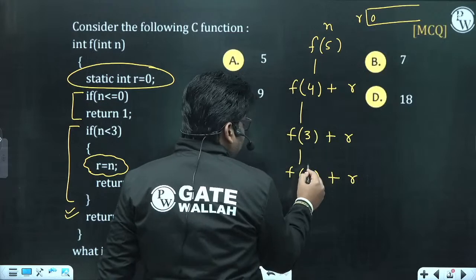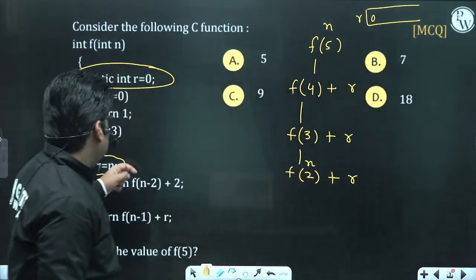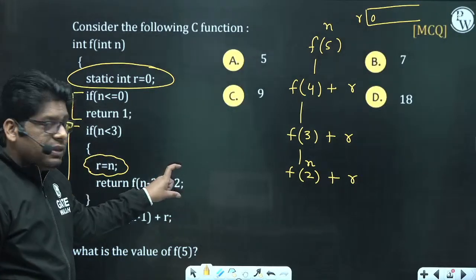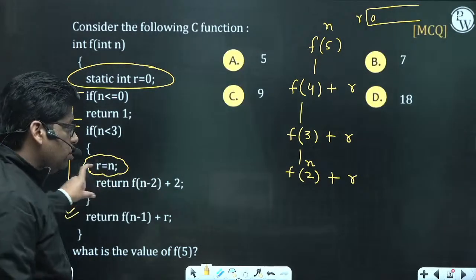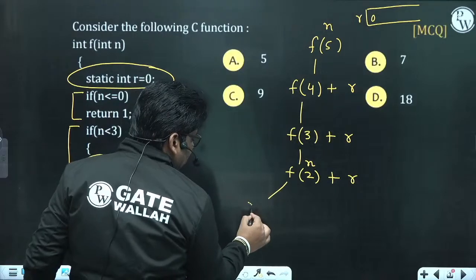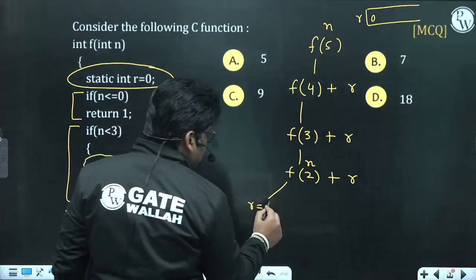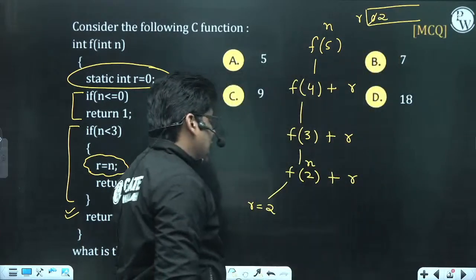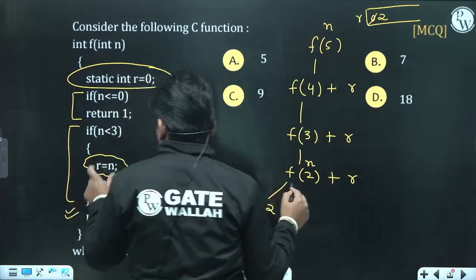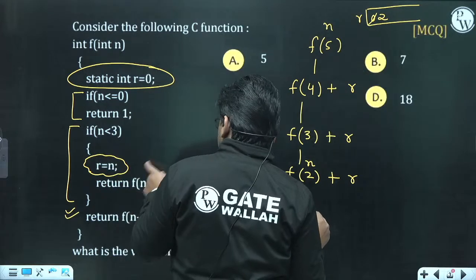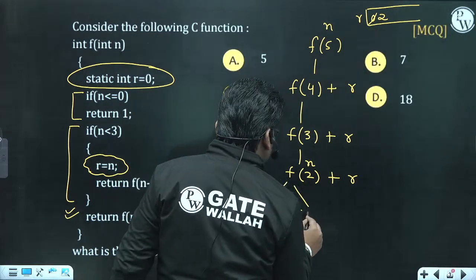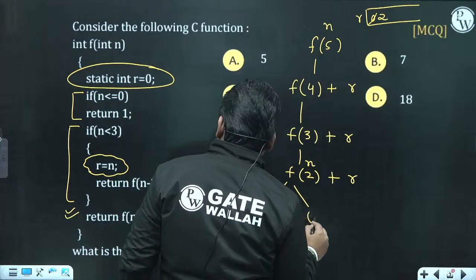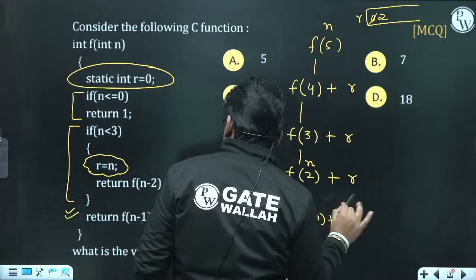See, when the value of n is 2, which is less than 3, these two lines execute. So from the first line, r is equal to n, that means r becomes 2. Because it is a static variable, r becomes 2. Just focus over here and we need to perform f of n minus 2, that is f of 2 minus 2, which is f of 0 plus 2. Is that okay?